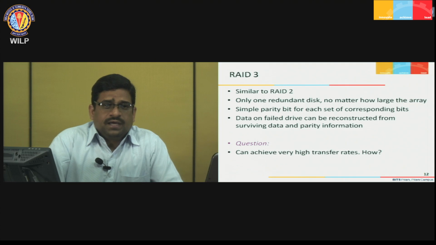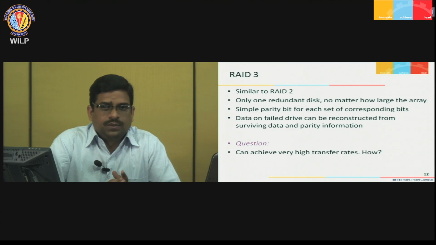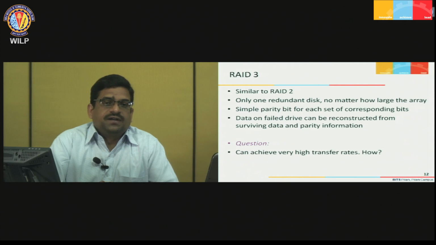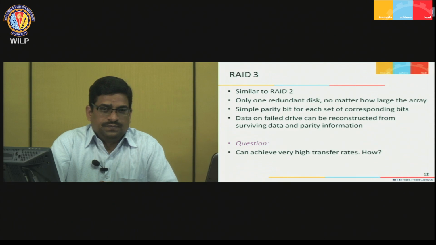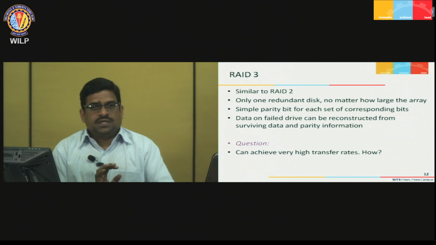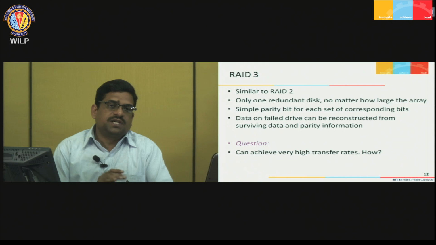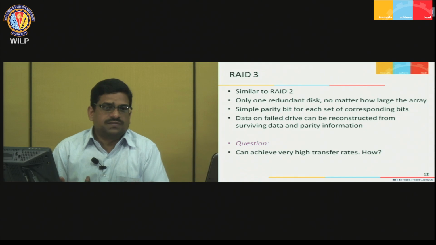RAID 3, as far as the parity information storage is concerned, is similar to RAID 2. The only difference is that only one disk is required, and the parity bit calculation is simple. Now, this RAID 3 can achieve very high transfer rates. High transfer rate means that a single IO request can be handled with multiple disks, then the transfer rate will be high.